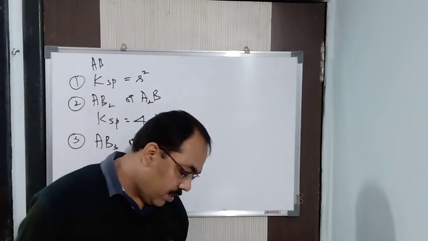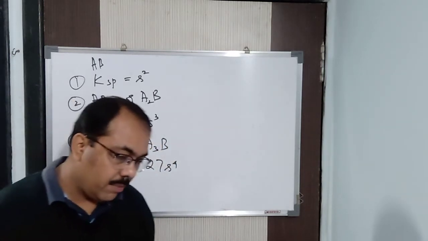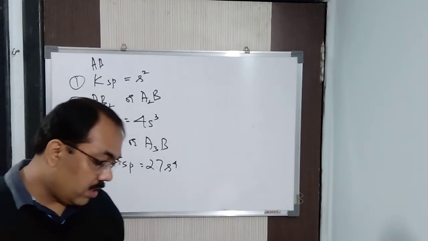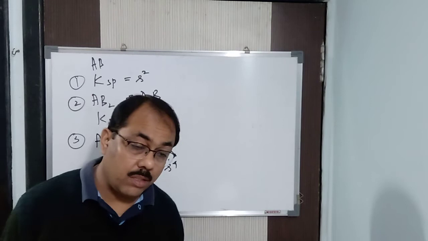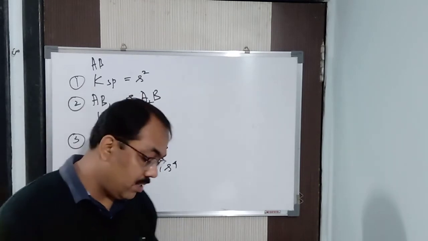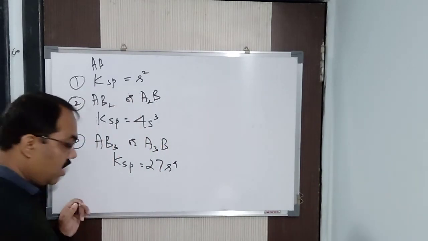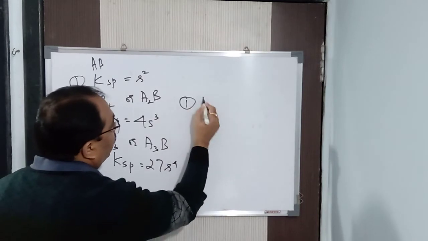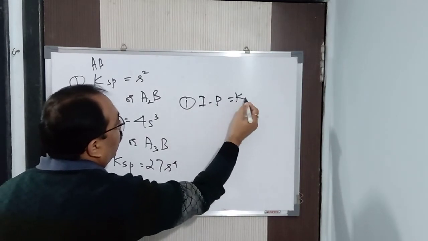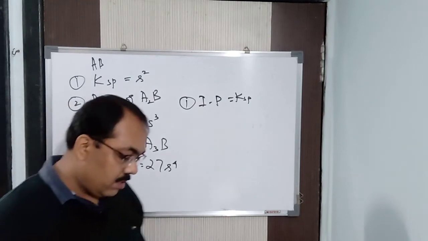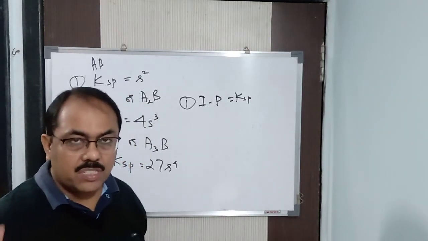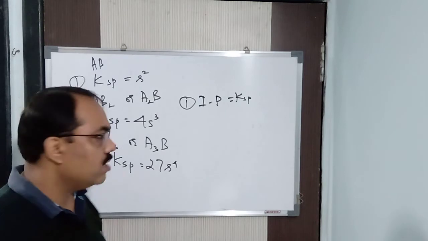Alright, now next, depending upon the value of the ionic product, the solution can be classified into 3 categories. If the ionic product is equal to KSP, write it down. If IP is equal to KSP, the solution is just saturated and precipitation takes place. Precipitation takes place if IP is equal to KSP.